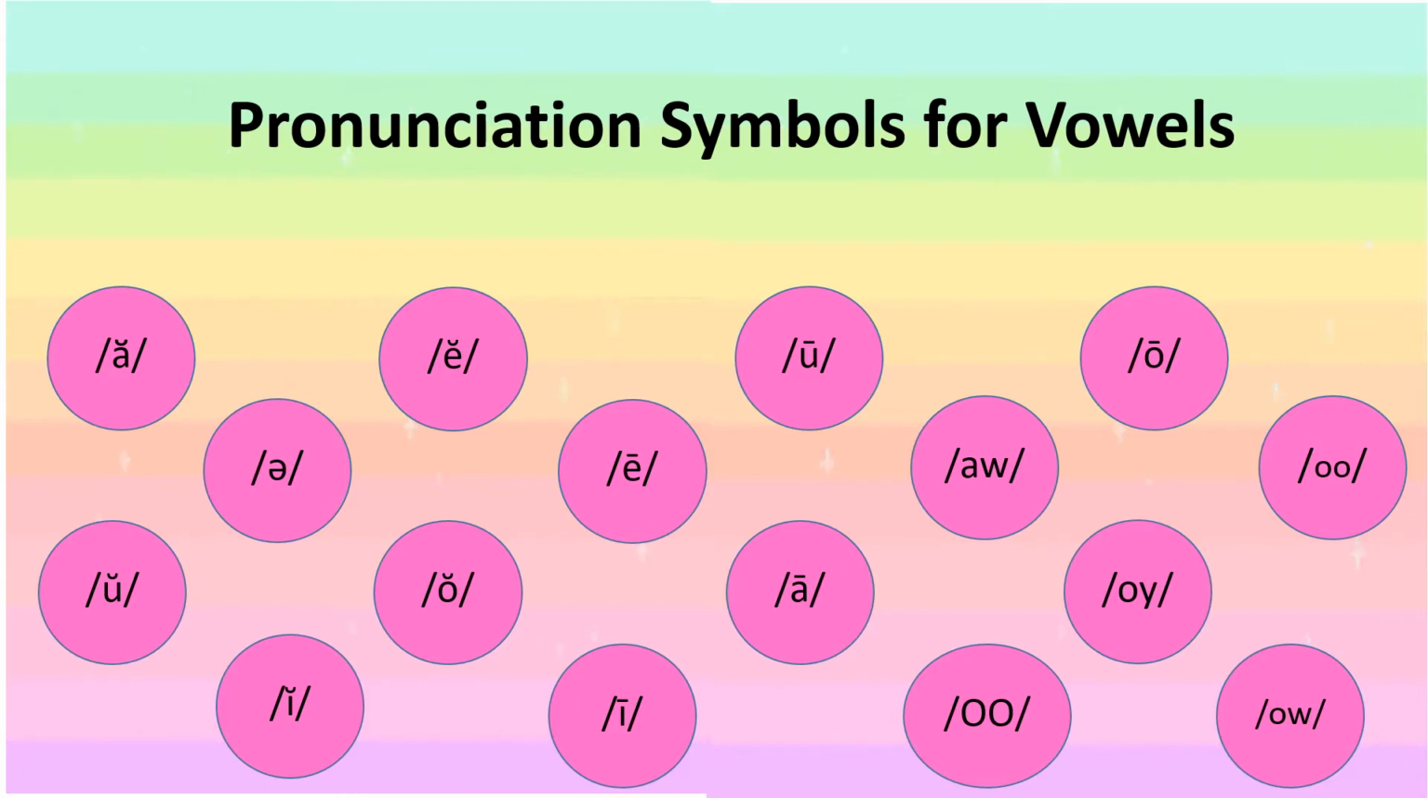Vowels are found in every syllable of every word. That's why it's very important that a child knows or understands the vowel sounds. If not, they will struggle with reading. In today's video, we're going to learn about the pronunciation symbols for vowels as well as their sounds. As you can see on the monitor, these are the different pronunciation symbols for vowels, and we will deal with them separately in the next slides.